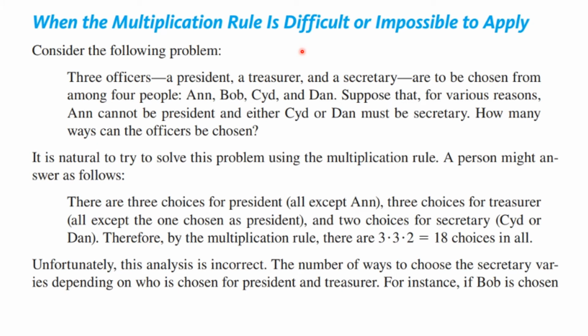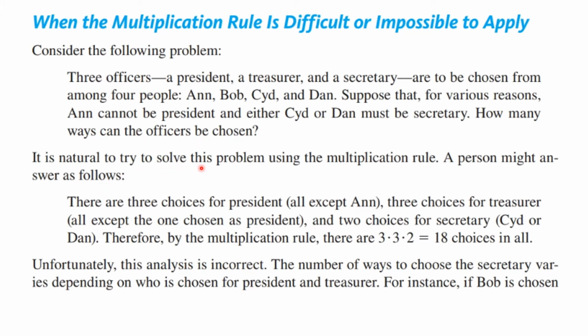Now, sometimes the multiplication rule is difficult or perhaps impossible to apply, and consider the following problem as an example. Three officers, a president, a treasurer, and a secretary, are to be chosen from among 4 people: Ann, Bob, Sid, and Dan. Suppose that, for various reasons, Ann cannot be president, and neither Sid nor Dan must be the secretary. And either Sid or Dan must be the secretary. How many ways can the officers be chosen?